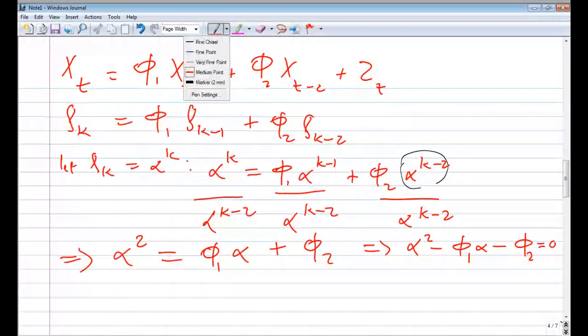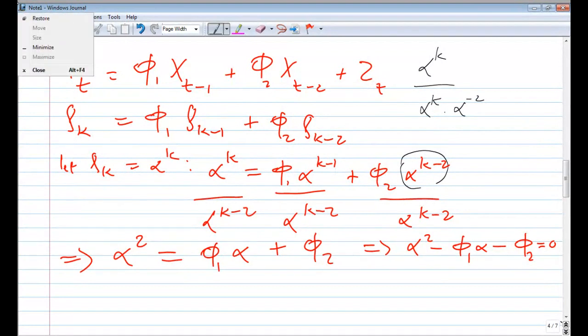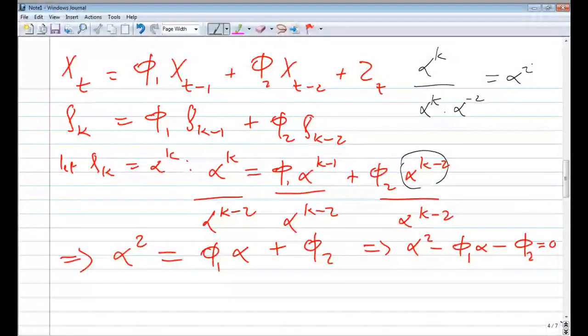If you don't understand, it's simple arithmetic. We are having alpha to the power k, and you are dividing it by alpha to the power k minus 2, which is alpha to the power k times alpha to the power minus 2. So when you divide this, it's going to be alpha squared. Okay, thank you, sir. I understand now.